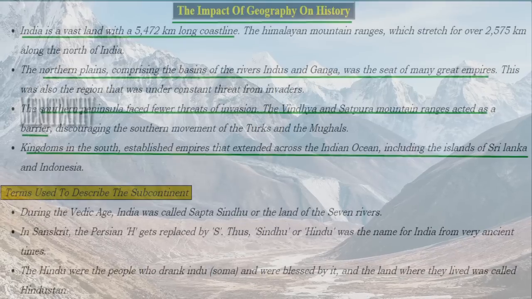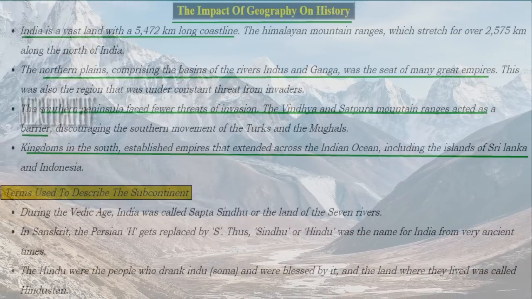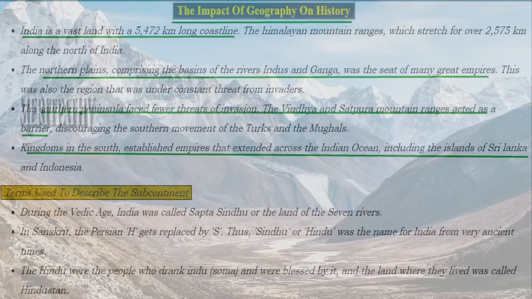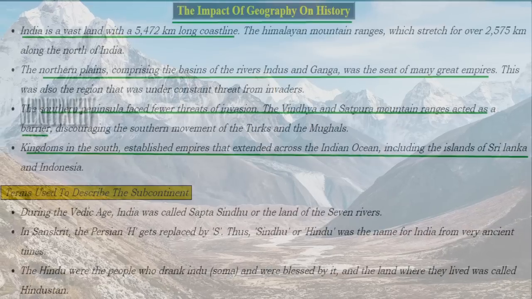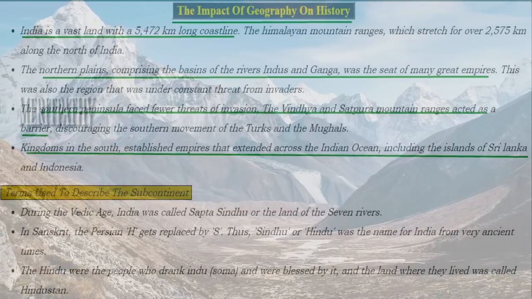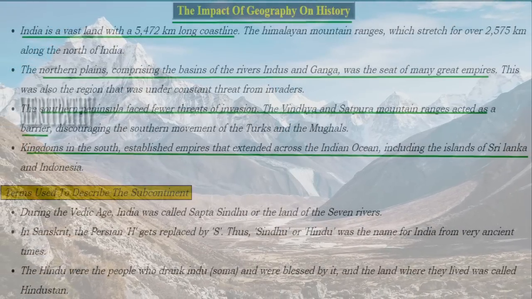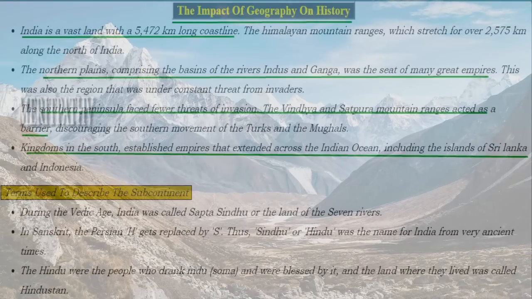The northern plains, which comprise the Indus basin and the Ganga river basin, were the seat of many great empires. This was also a region which was under constant threat from invaders from other countries. The southern peninsula faced fewer threats of invasion. The Vindhya and Satpura mountain ranges acted as a barrier which discouraged the southern movement of Turks and Mughals. Kingdoms in the south established empires extended across the Indian Ocean, including Sri Lankan islands and Indonesia as well.